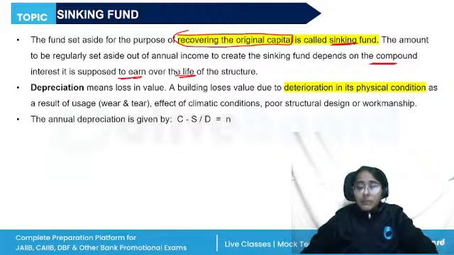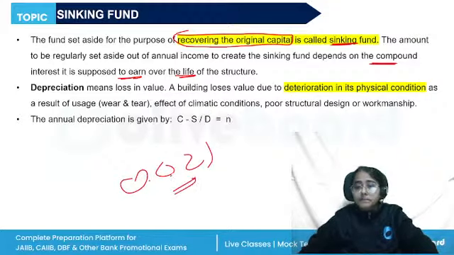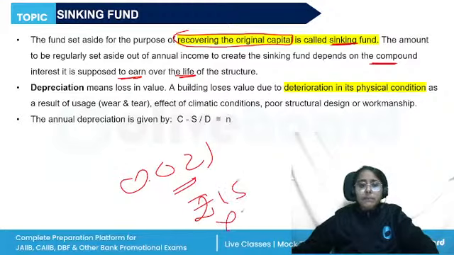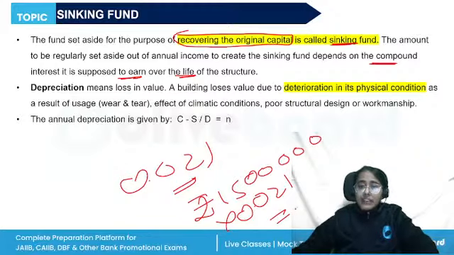For example, the factor of redemption of rupee 1 at the end of 25 years at 5% compound interest is 0.021. Thus, for the sinking fund for redeeming the original capital of, let's say, rupees 15 lakhs, we can simply multiply it by 0.021, and we can arrive at the value. Right? We will multiply 15 lakhs by 0.021 and the value will be as per the calculations.